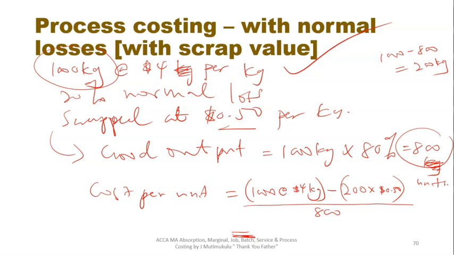800 units. So that's 4000 minus 200 by 50 cents, that's 100. So that's 4000 minus 100, minus 100, all divided by 800. So this means 3900 divided by 800, which gives us about how much? Let me use this calculator. 3.9 divided by 800.